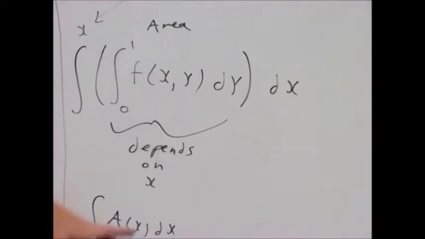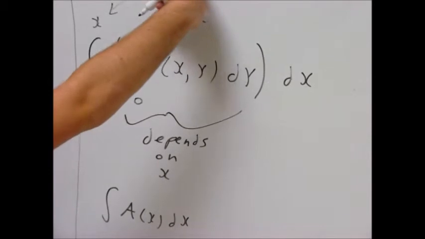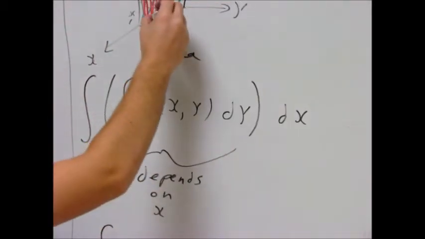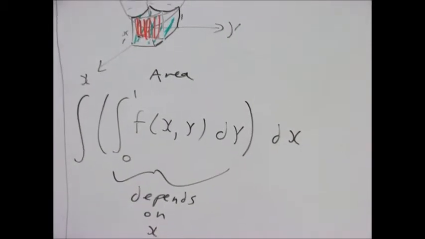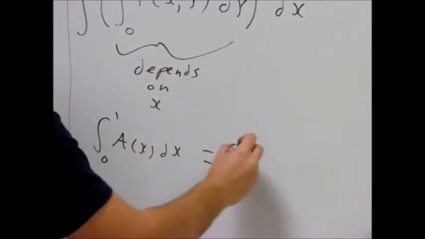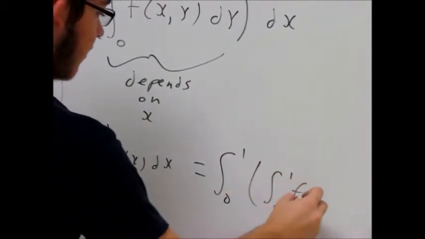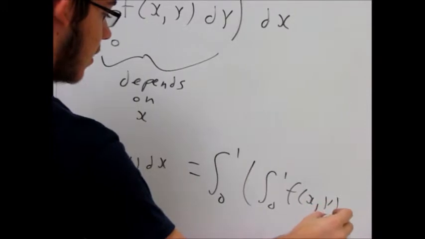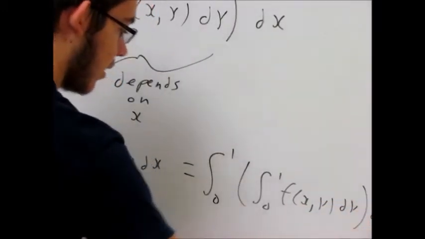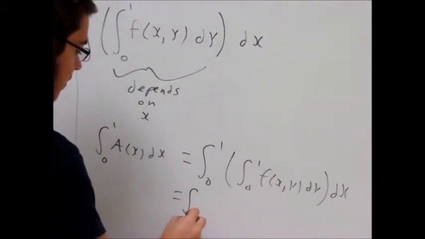So this area depends on x, like we said. And so if we integrate the area, we get the whole volume. And x in this case goes from 0 to 1 again, which is the integral from 0 to 1 of the integral from 0 to 1 of f of x, y dy dx. And a lot of times you'll see that the parentheses are dropped.